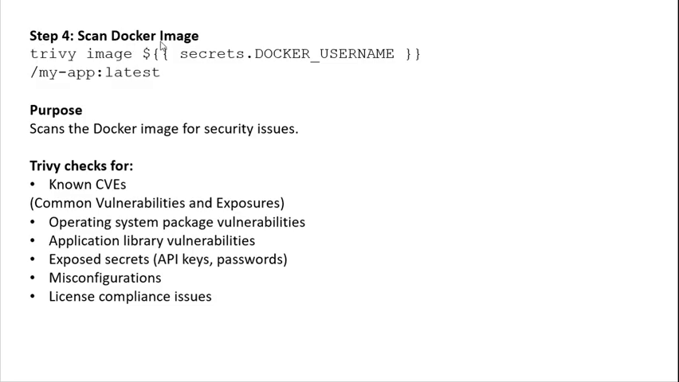Step 4 is scanning the Docker image: trivy image ${{ secrets.DOCKER_USERNAME }}/my-app:latest. The purpose is to scan the Docker image for security issues. Trivy checks for CVEs (common vulnerabilities and exposures), operating system package vulnerabilities, application library vulnerabilities, exposed secrets such as API keys and passwords, misconfigurations, and license compliance issues.